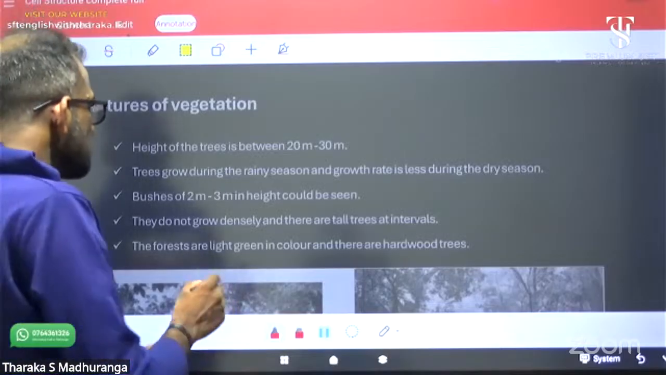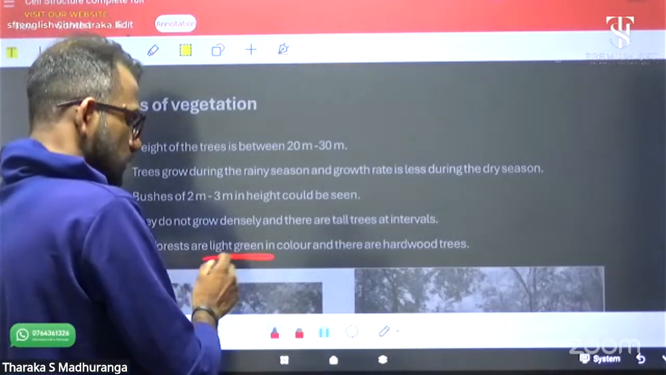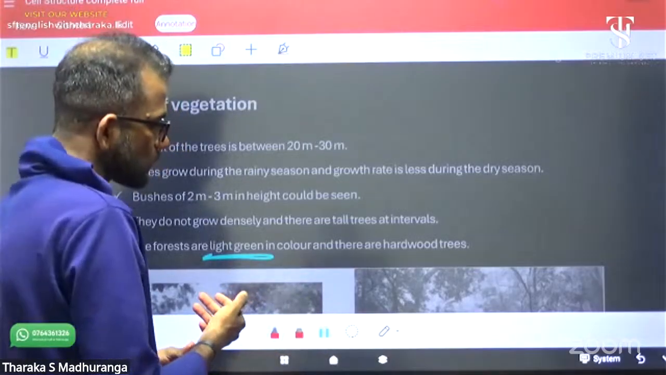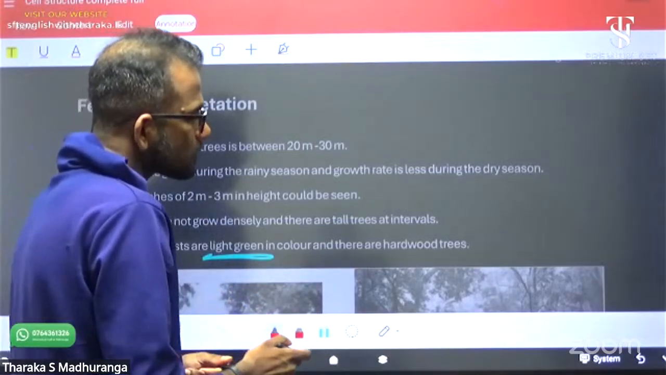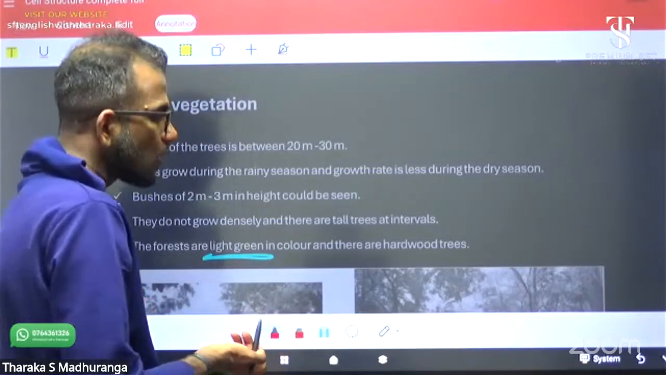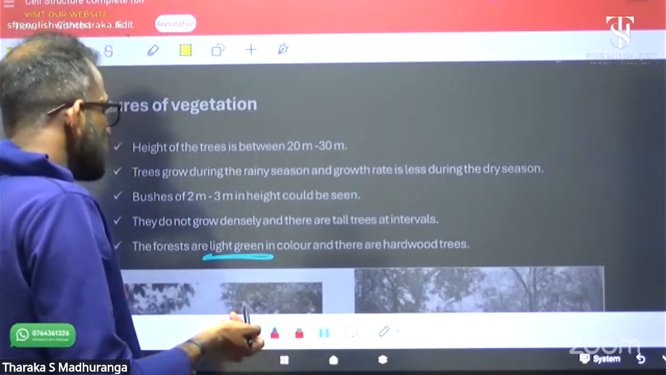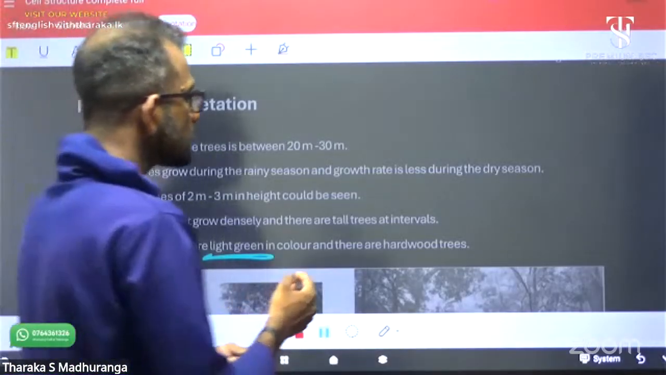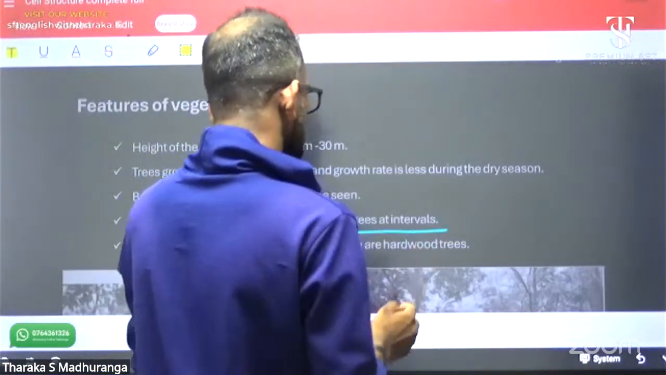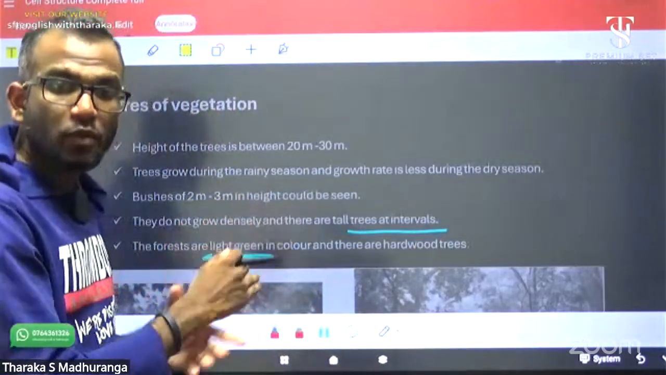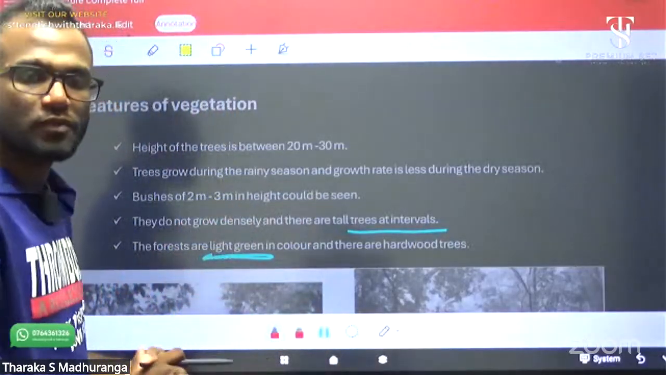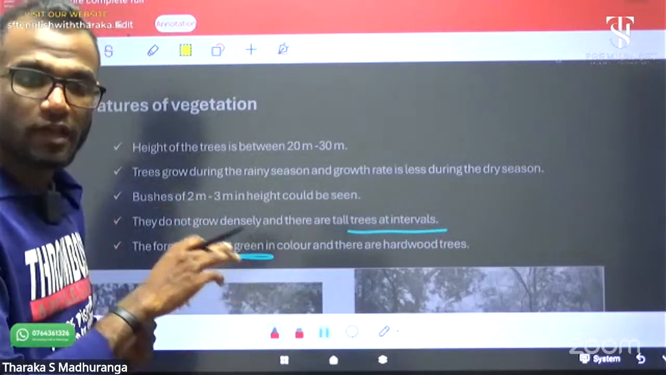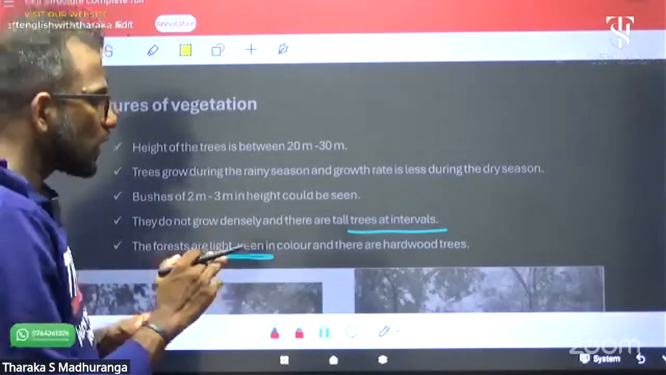Okay, the difference is the forest is light green in color, not dark green, not dark inside the forest. And there are hardwood trees, and they don't grow dense; they are tall trees at intervals with gaps. Therefore, sunlight comes directly inside the forest. Therefore, no darkness.